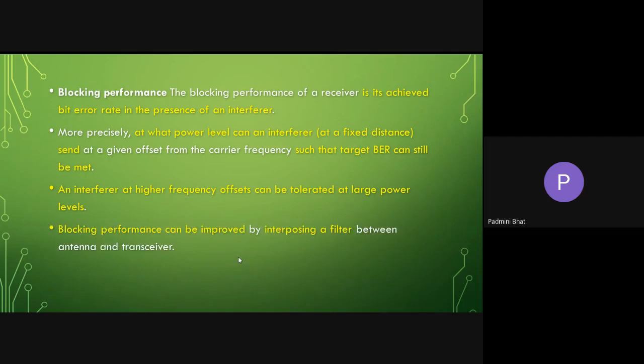Blocking performance can be improved by interposing a filter between the antenna and the transceiver. Since it is wireless, we do have an antenna in the communication module.